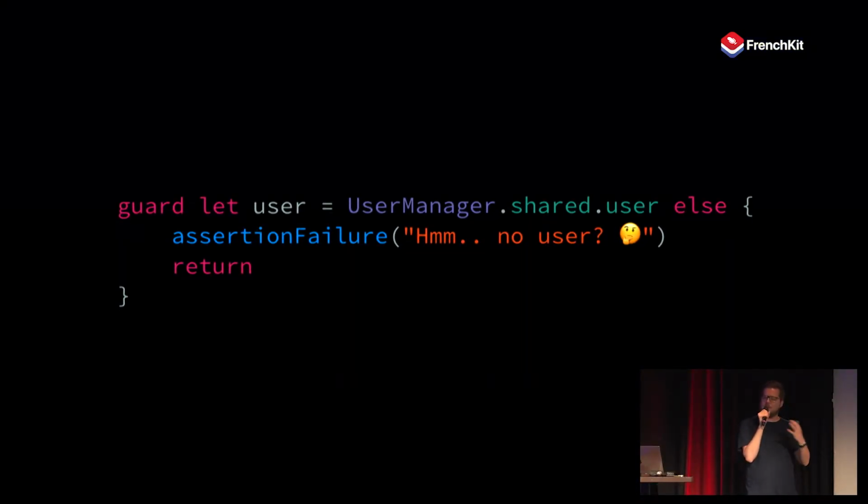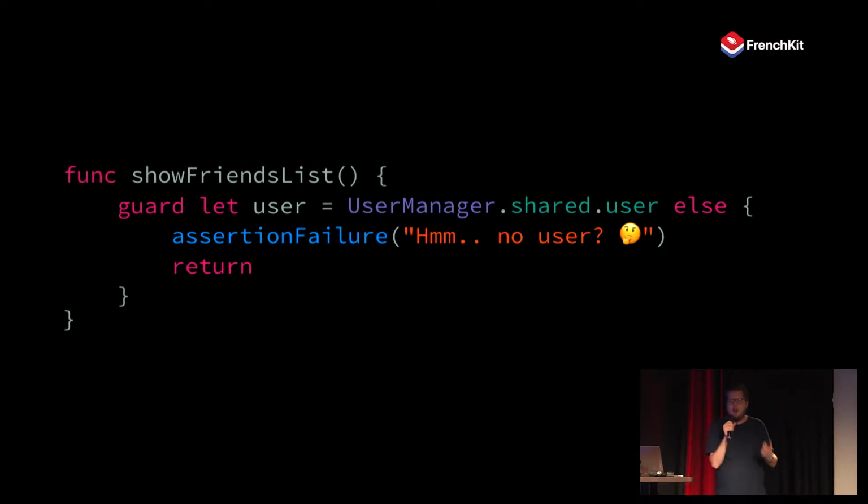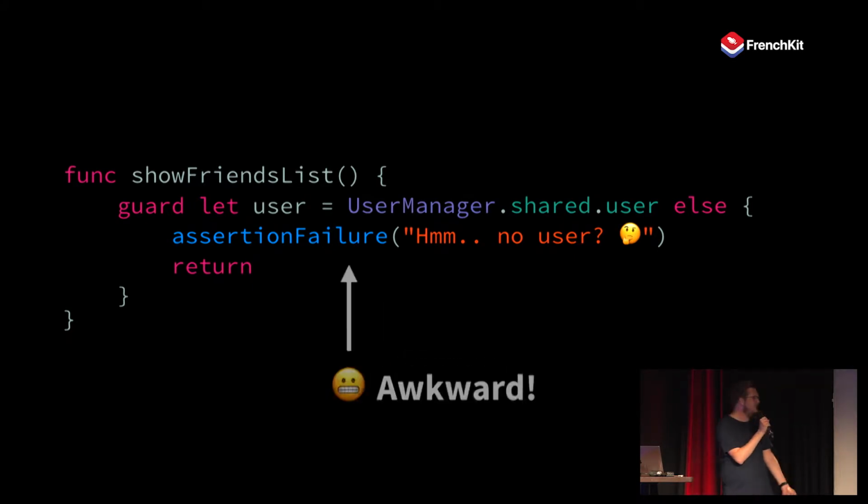You have some form of state. In this case, it's a user, and it's contained by a user manager. So you have a shared user manager singleton. You unwrap it, but if there is no user, you don't know what to do, so you just throw an assertion, right? So this here is a little bit awkward if you have it in a context where you need a user. In this case, we're showing the friends list, so we can't really do that without a user. It's a bit awkward, isn't it? We don't really know what to do.